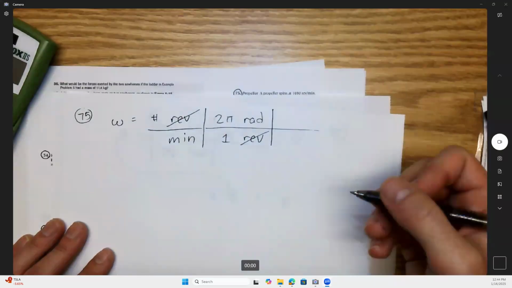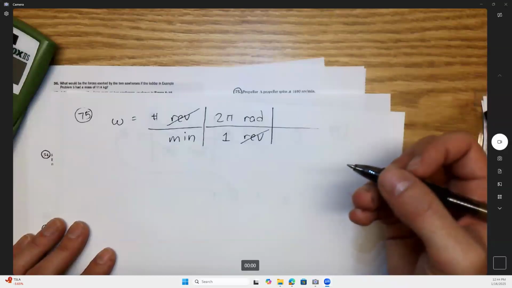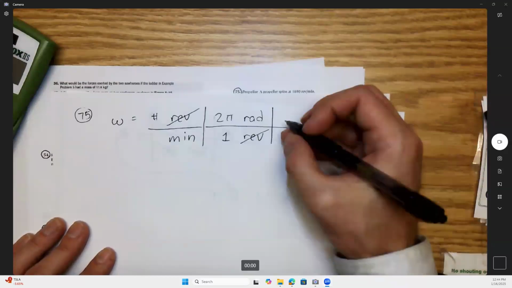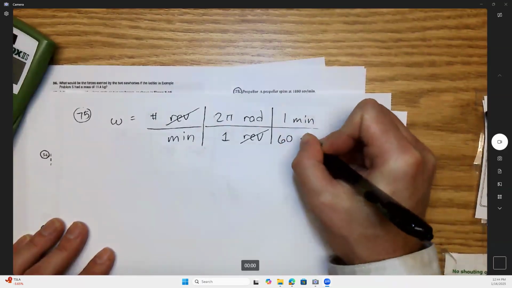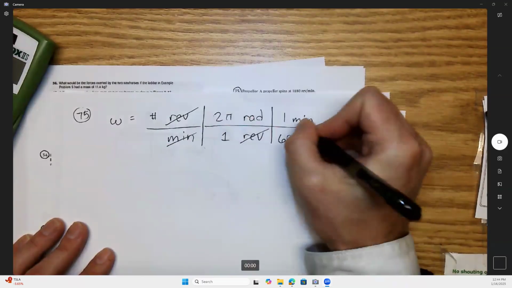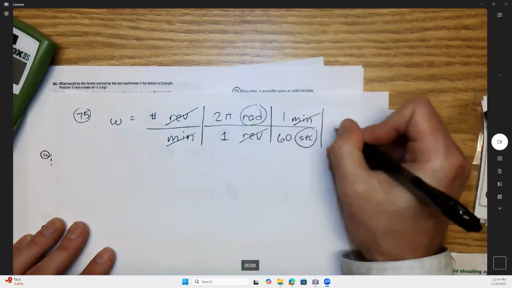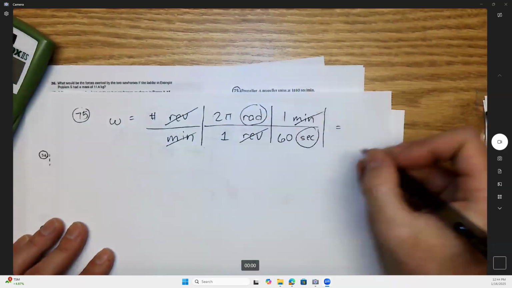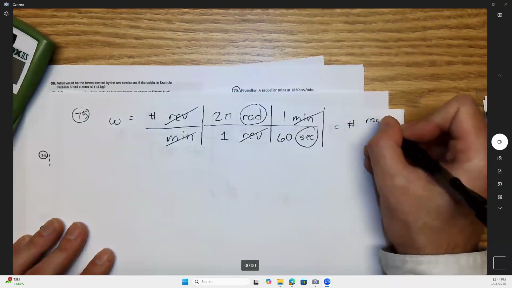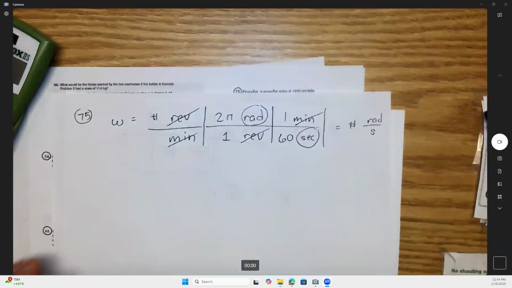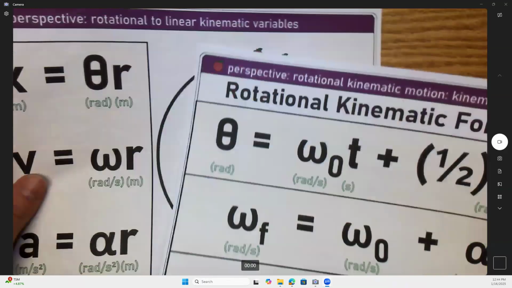I want radians per second. You guys know there's 60 seconds in a minute. Does the number 60 go on top or on bottom? On bottom, because 1 minute is 60 seconds. Now the minutes cancel. You see now you're left with radians per second. So multiply across the top, divide by 60 down there. It gives you some number of radians per second. Then you're allowed to move forward to whatever they asked and start applying these formulas.